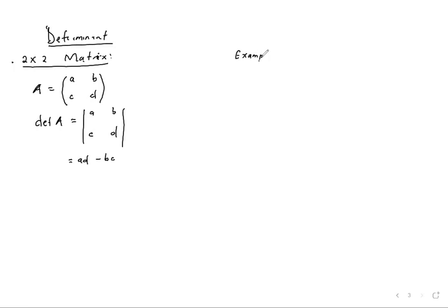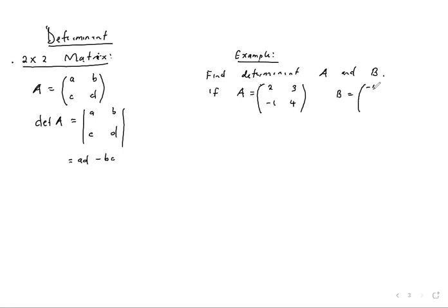Example, find the determinant of A and B. If A is equal to... determinant A is equal to 2 by 4 minus 3 by negative 1, which is 8 plus 3, which is 11.